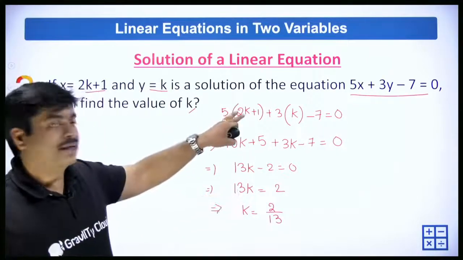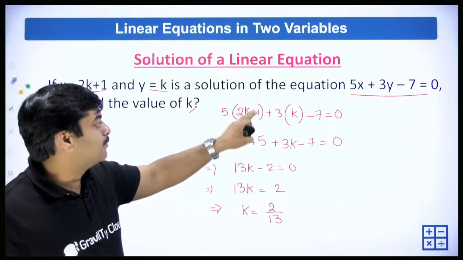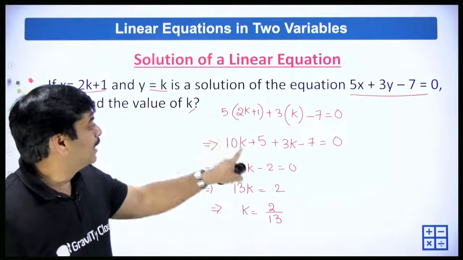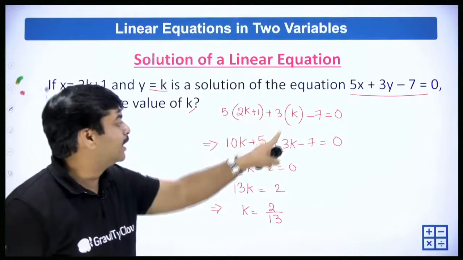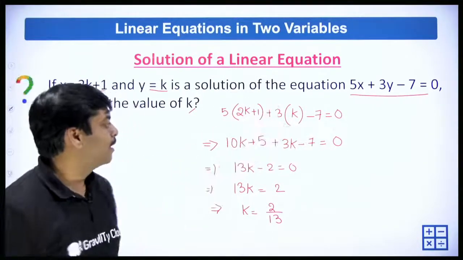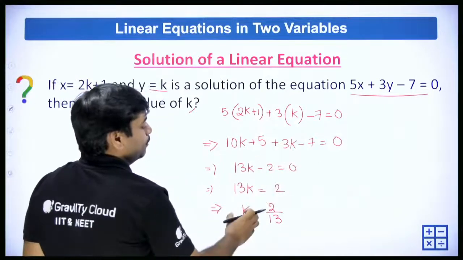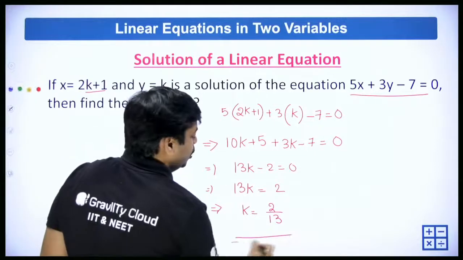Once again, please cross check that. 5 into 2k plus 1 plus 3k minus 7 is equal to 0. 5 twos are 10k plus 5, 3k minus 7 is equal to 0. 10 plus 3 is 13k, 5 minus 7 is minus 2. So from there you can get k is equal to 2 by 13.